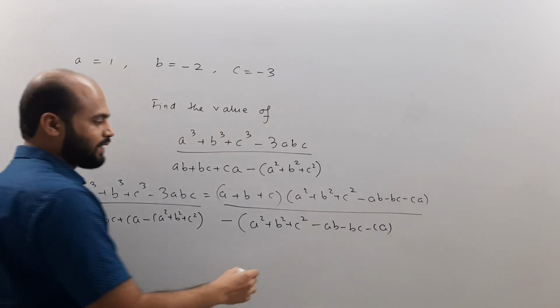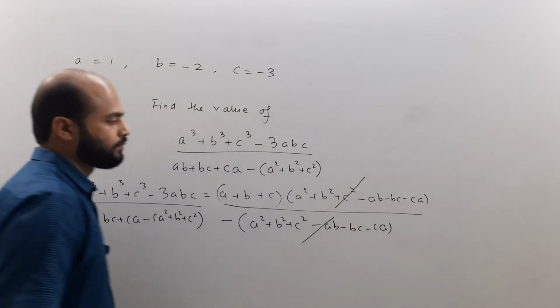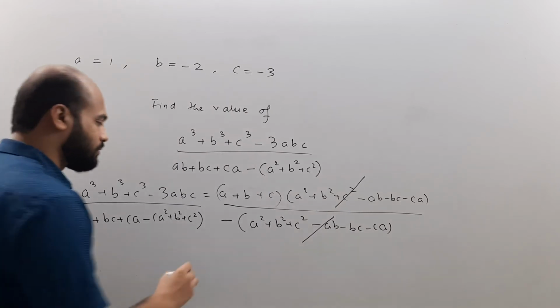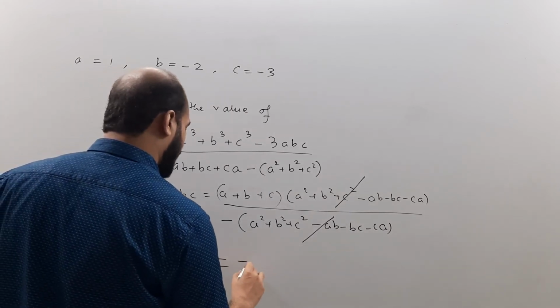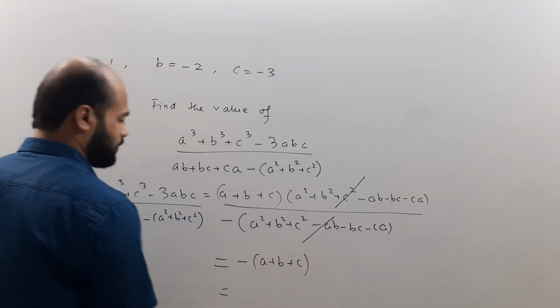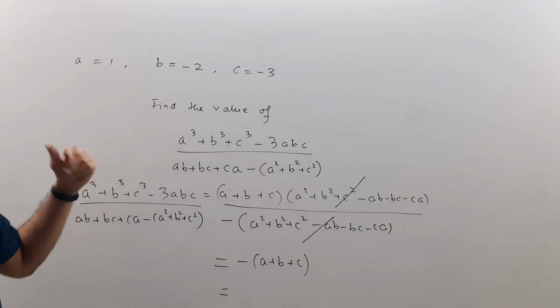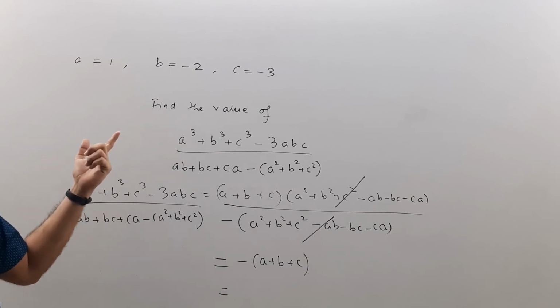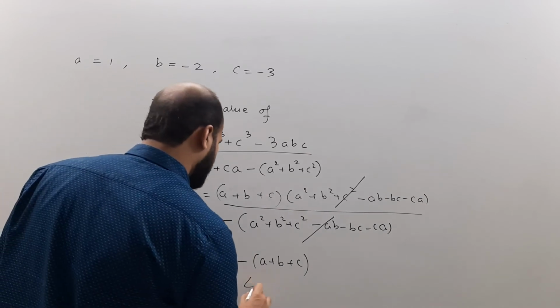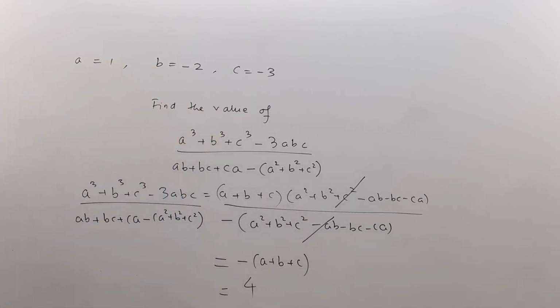I can see that this cancels out, and then we get the value of this expression as just minus of a plus b plus c. So a plus b plus c is actually coming out as minus 4. So minus 4 into minus will give us plus 4 as the answer.